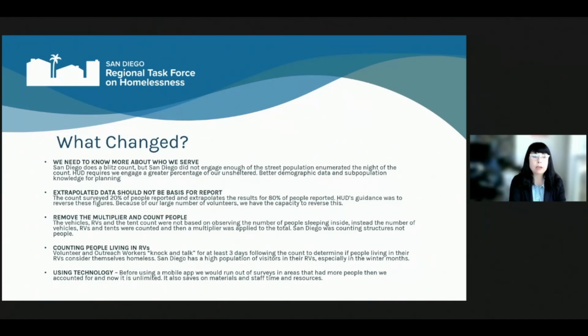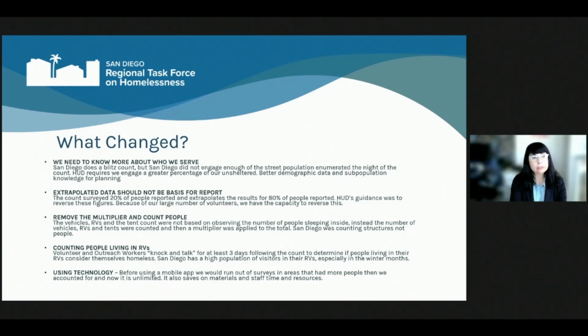Extrapolated data should not be a basis for the report. So previously we were only speaking to about 20% of people and then extrapolating 80% of the data. And that was the report that we're giving to HUD each year. So they wanted us to switch that number. So our goal is to survey and engage 80% of people the night of the count and only observationally count 20%. And in 2020, we got that number to about 45%, and we look to increase that again this year.